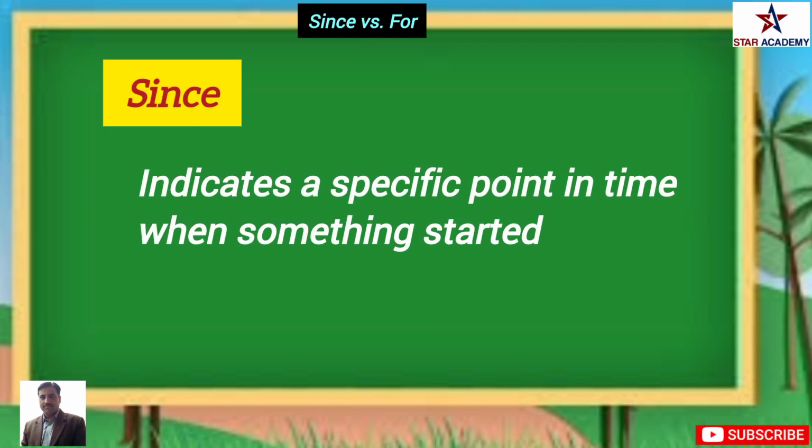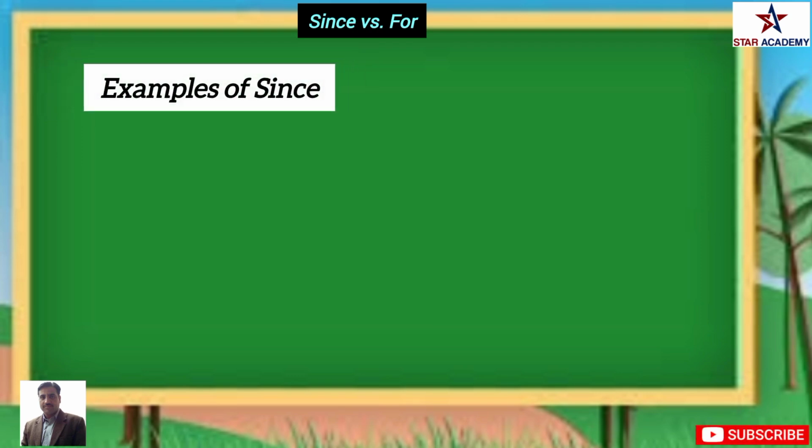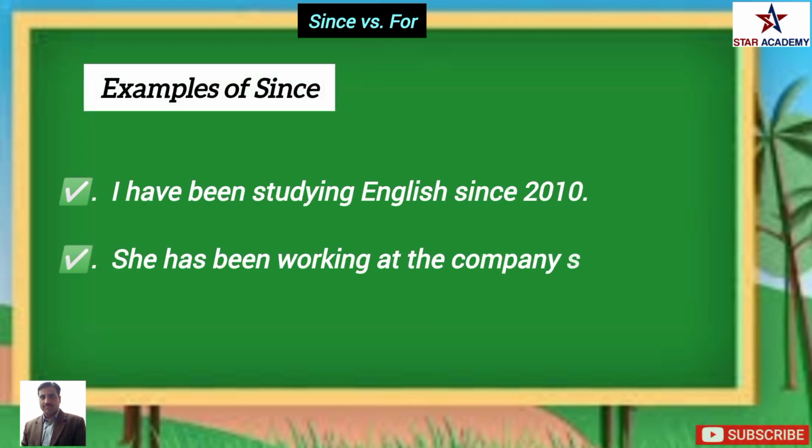Since indicates a specific point in time when something started. Since refers to a specific point in time when something began. It is often used to talk about a period of time that started in the past and continues up to the present. For example, I have been studying English since 2010 and she has been working at the company since 2015. In these examples, since indicates the starting point of an action that continues up to the present.